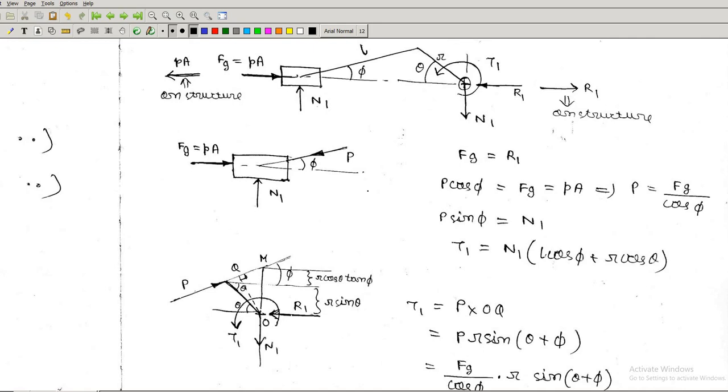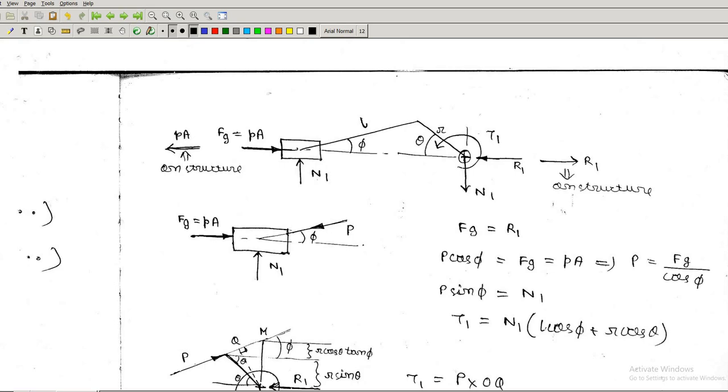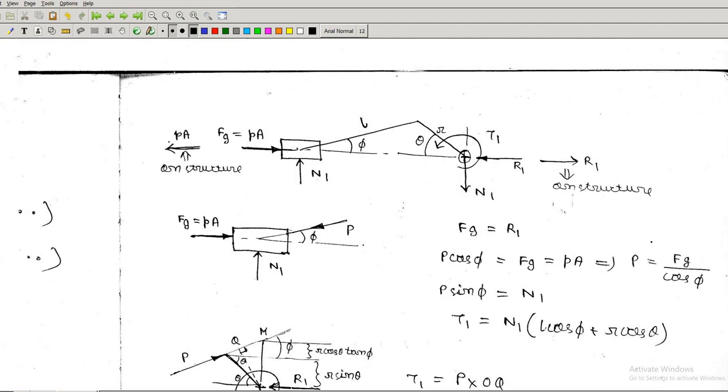Okay, so this R1 is going on the structure, and since due to firing in the cylinder, PA is coming here and PA is also going on the cylinder. If you see this figure, PA is coming on this face and PA is also going on this face. So this is the structure holding the cylinder. From these two bearings again R1 is going on the structure, and R1 is equal to PA. So there is no net force on the structure.